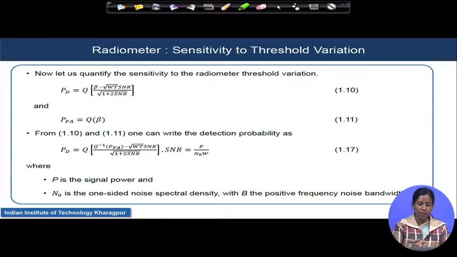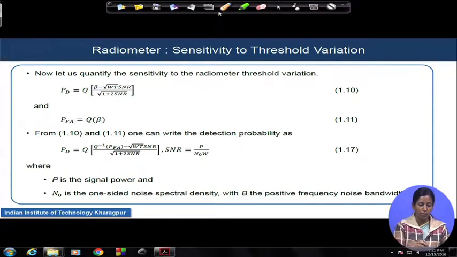We have already seen these two equations that we have derived in terms of the detection probability and the false alarm probability with a Gaussian assumption. If I combine these two, then the detection probability can also be expressed in terms of the false alarm probability, where I have just replaced the value of beta from equation 1.11 in 1.10.